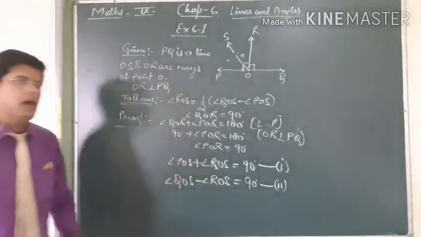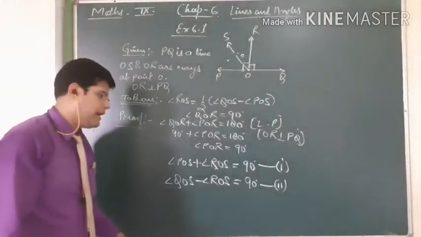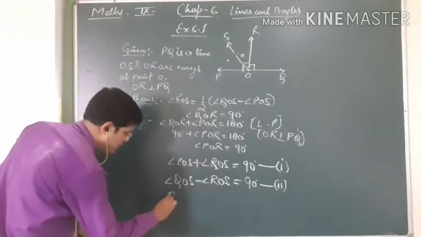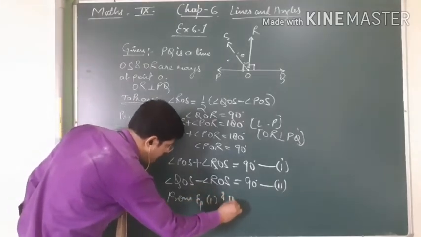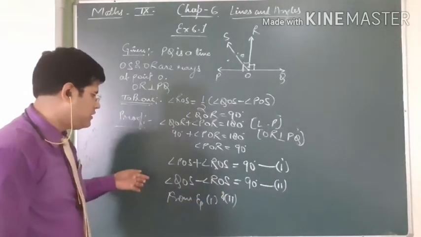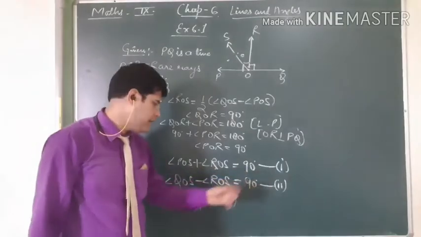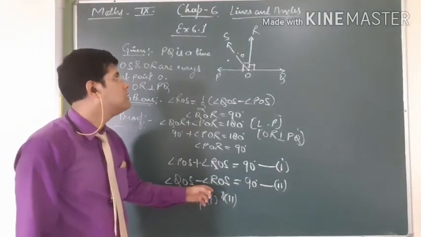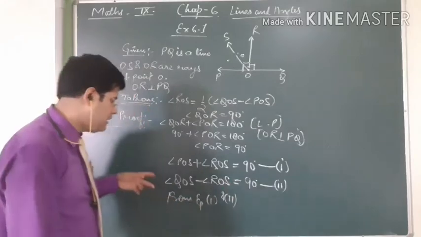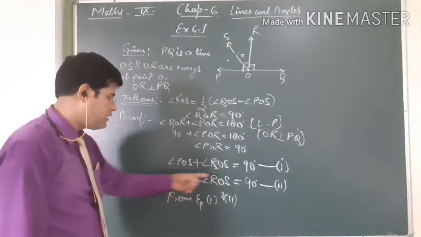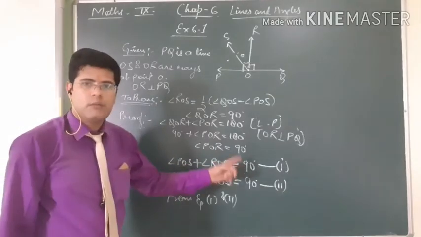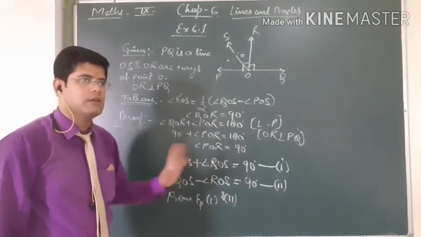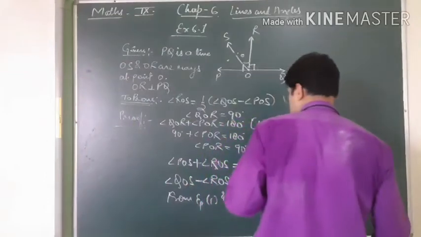Now students, here I am going to apply the axiom from equations first and second. You can easily observe that angle POS plus angle ROS makes 90 and angle QOS minus angle ROS makes 90. Things which are equal to the same thing are equal to one another. So let us put these two things together.